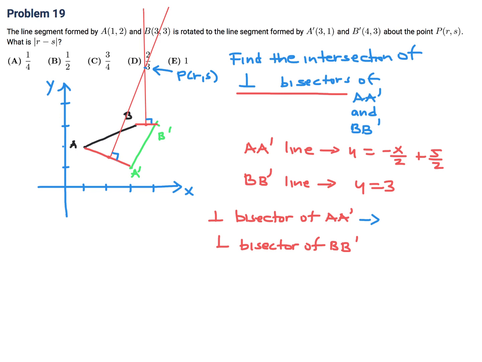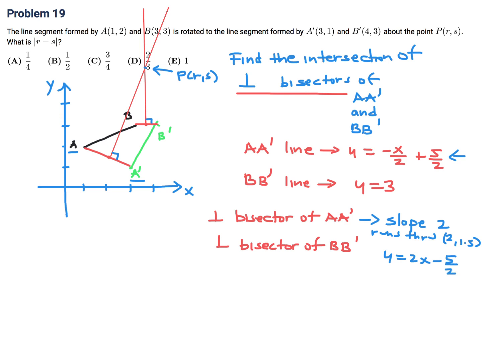Well, the slope of that line is minus a half, so the slope of the perpendicular would be 2 since it's a negative reciprocal. And we know it runs through the midpoint of A and A prime, which you can easily calculate is 2, 1.5. And therefore, you can easily figure out the equation. And when you do, it will be y is equal to 2x minus 5 over 2.